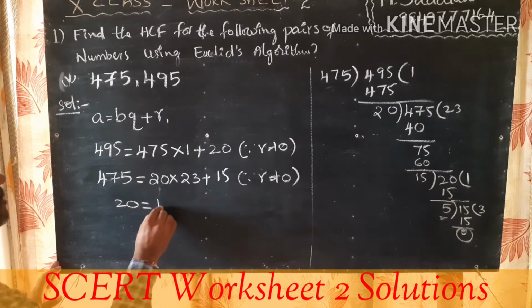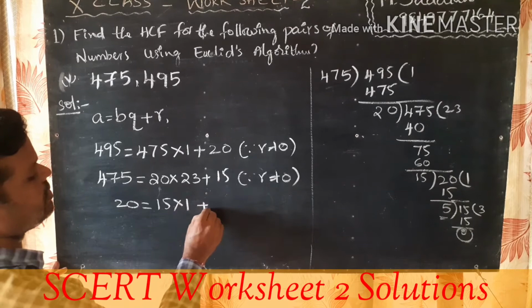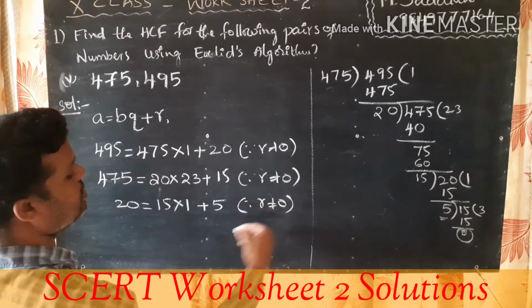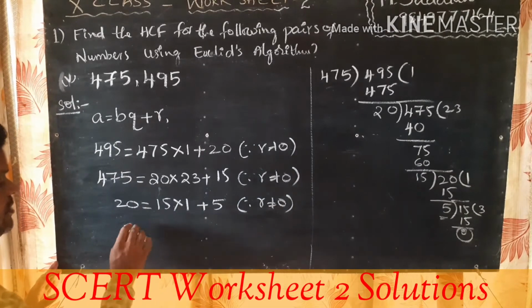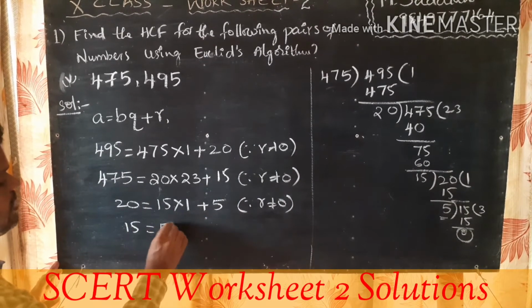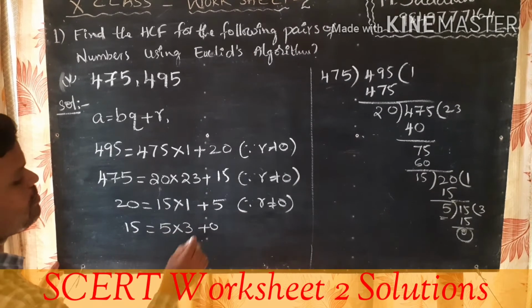The remainder is 15. Continue the process. 15 once 15, the remainder is 5. Since here the remainder is also not equal to 0, continue the process. Now 15 comes to the dividend place. We have to take the remainder 5 as the divisor. 5 into 3 equals 15, remainder 0.